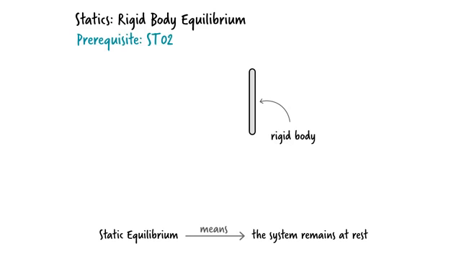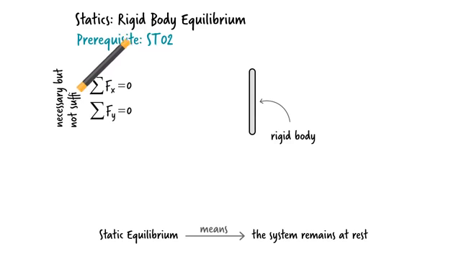For the bar to be in equilibrium, the net force acting on it must be zero. This means the sum of the forces in the x direction must be zero. Additionally, the sum of the forces in the y direction must be zero. Nonetheless, although necessary, these conditions are not sufficient for equilibrium to be maintained. We need to satisfy a third condition as well.